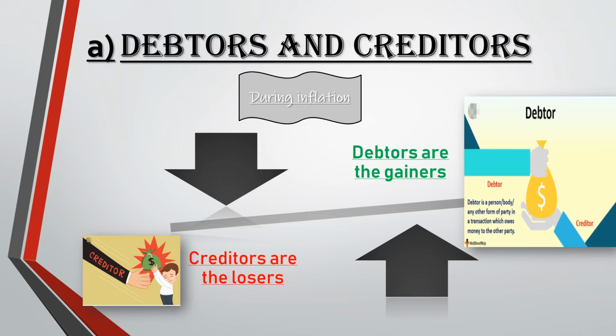On the other hand, creditors lose. How? Although they get back the same amount of money which they lent, they receive less in real terms because due to inflation there is a decrease in the real value of money. Thus, inflation brings about a redistribution of real wealth in favor of debtors at the cost of creditors. So that's why I clearly mentioned that creditors are the losers because they are getting less in the real value of money, and debtors are gainers. Why? They are paying less in terms of real money and they are on the benefit side. So let's move to the next point.